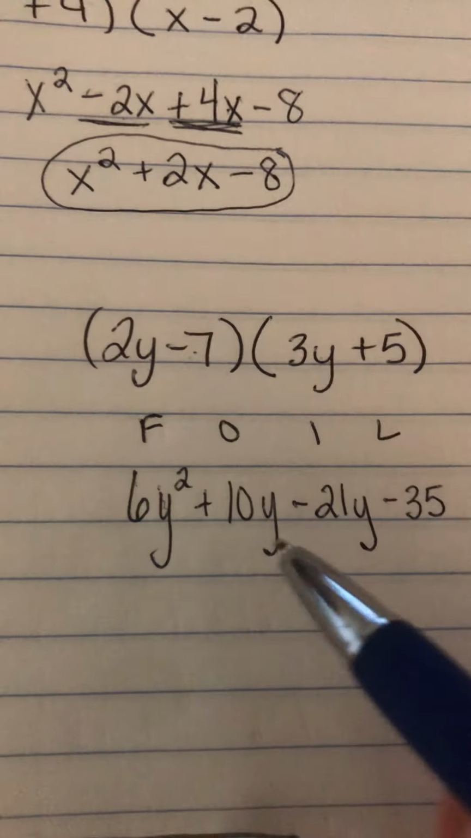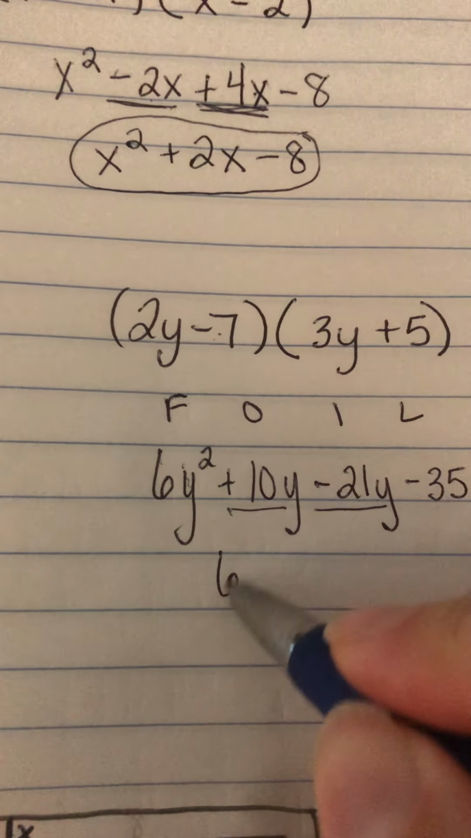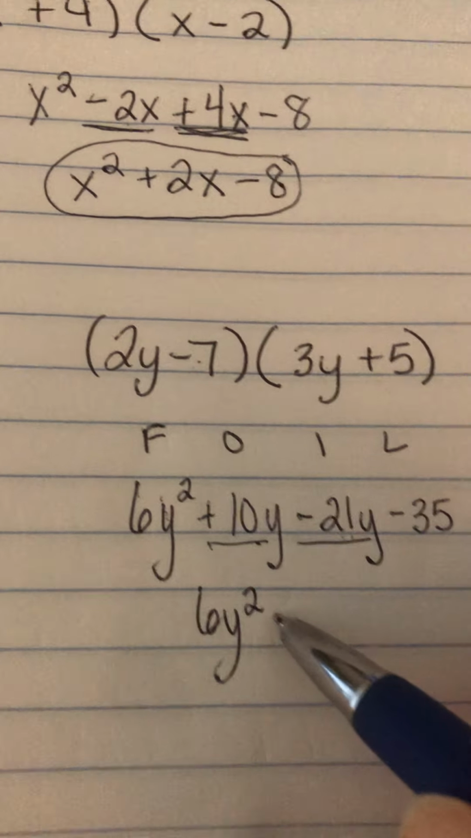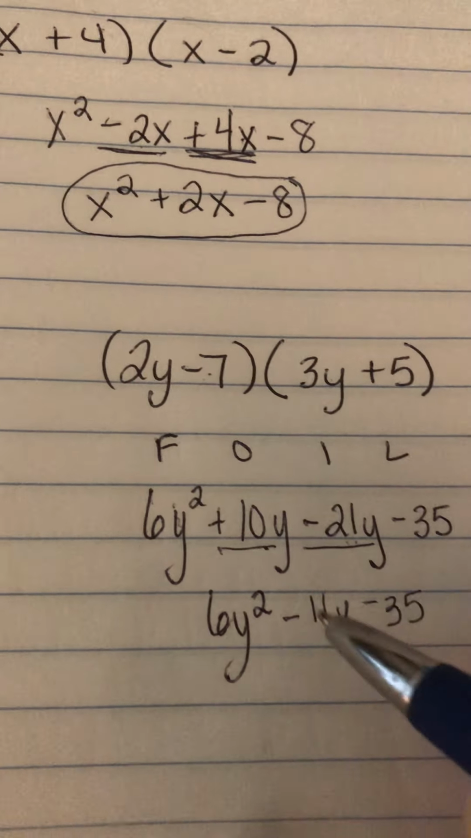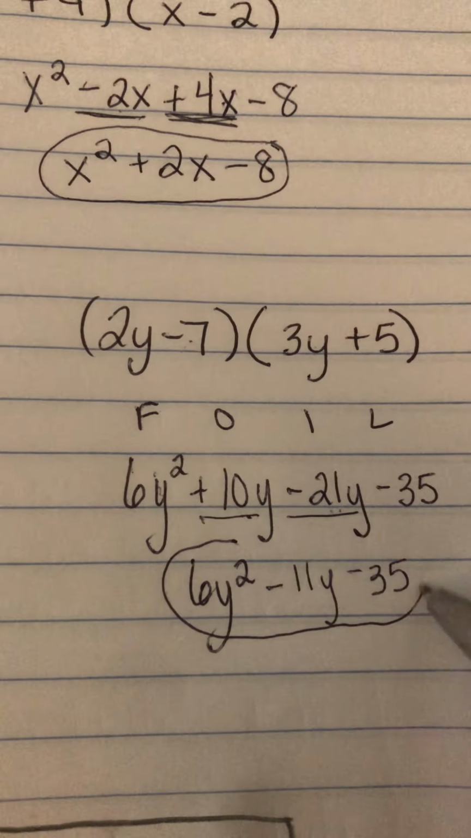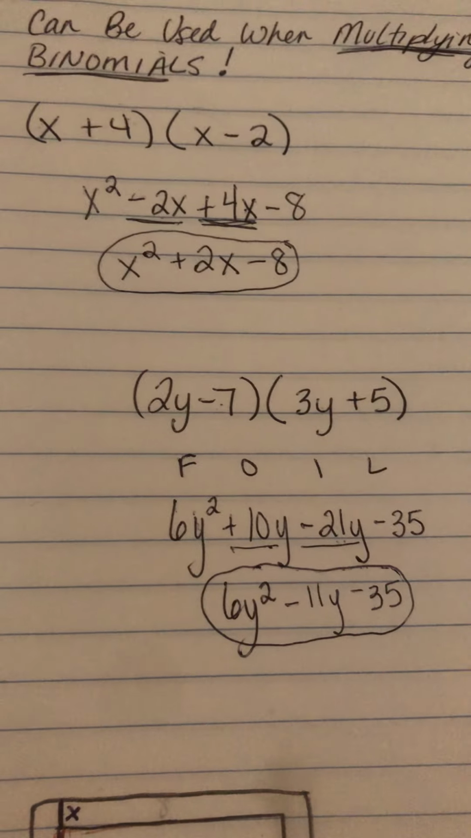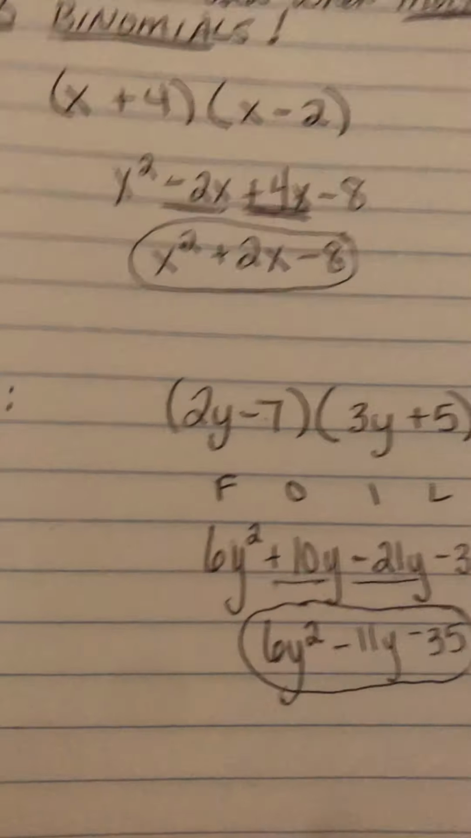And again, you will see you have like terms that you can combine. So that would make a negative 11y. And then recopy the other terms. All right, so like I said, it was very similar to the problem I did with you first.